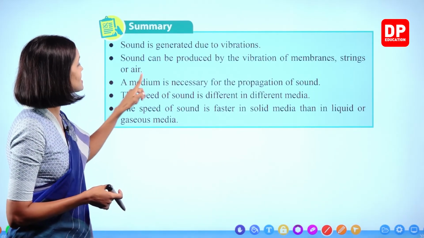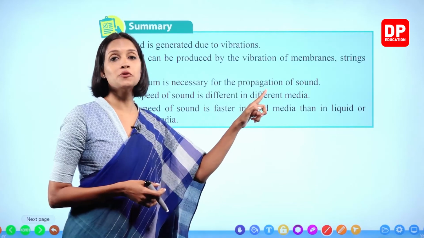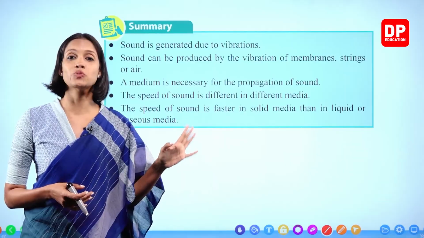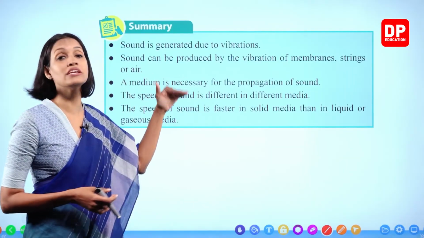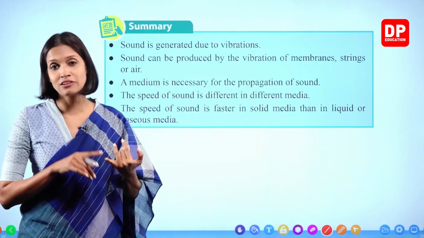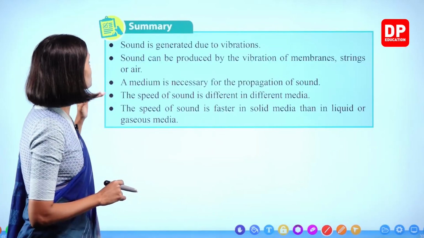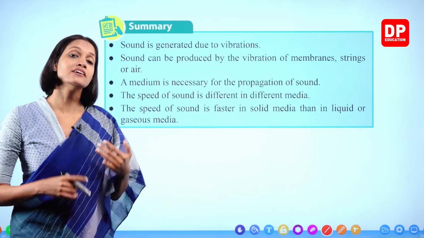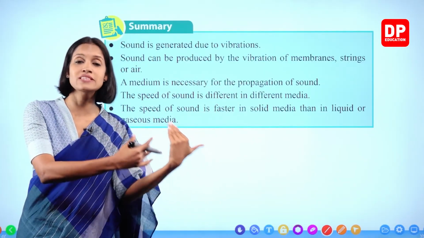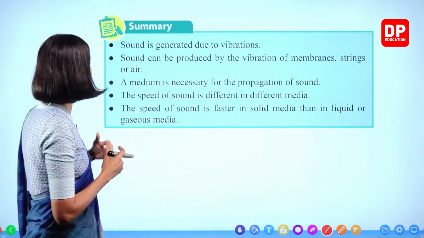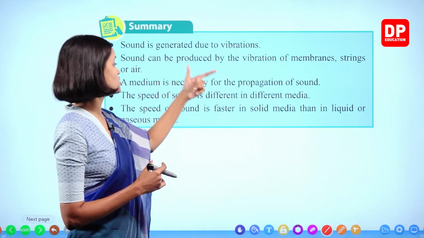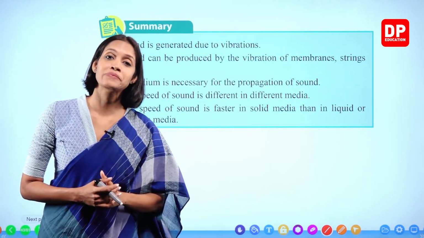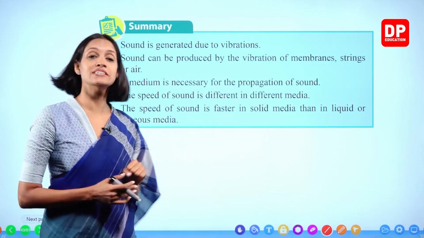A medium is necessary for the propagation of sound. Sound does not travel through a vacuum, which means there are no air particles or any other particles. Sound needs a medium to travel, either solid, liquid or gas, right? The speed of sound is different in different media. We learned that the speed of sound is highest in solids and lowest in gases. The speed of sound is faster in solid media than in liquid or gaseous media. I hope you understood the entire lesson.